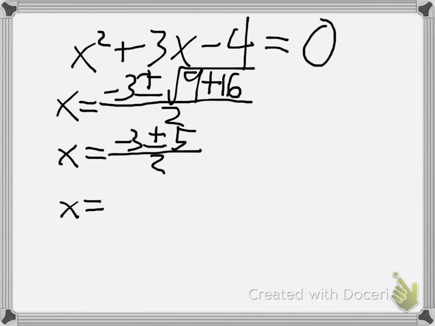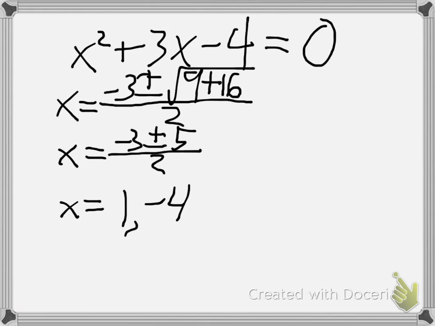X equals negative 3 plus 5, which makes positive 2, over 2, which makes one answer 1. Also, x equals negative 3 minus 5, which makes negative 8, and negative 8 over 2 is negative 4.